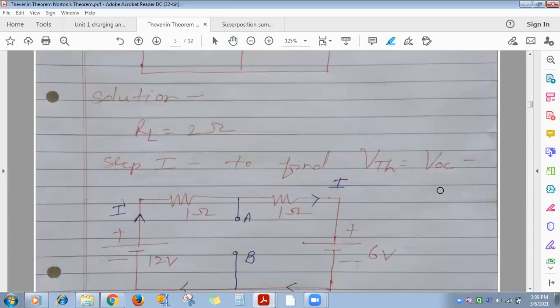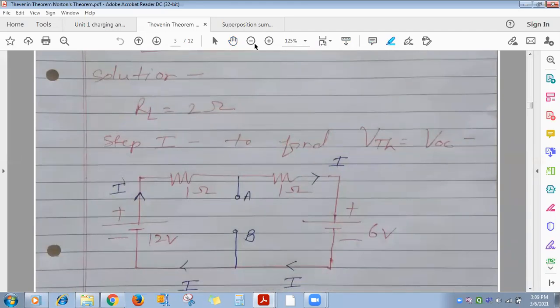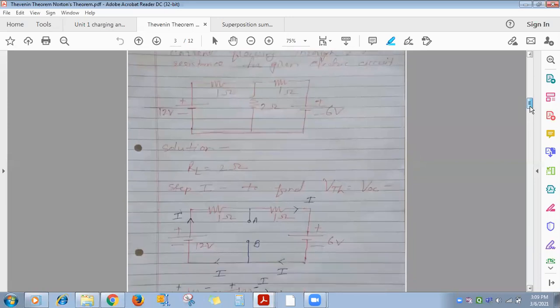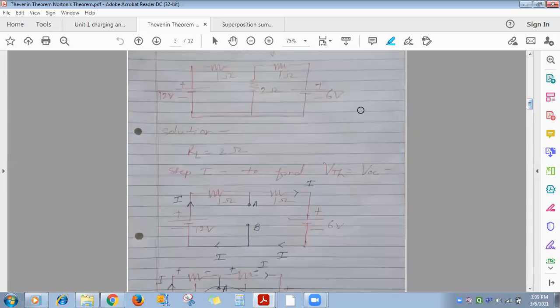So for that, what you have to do? Remove the load resistance and draw the entire circuit as it is. All of you can see the entire circuit as it is. I have plotted it only without the 2 ohm. Compare this circuit and this one. Draw it. Once you finish with this circuit, tell me. Very easy. Everyone can plot the circuit as it is, just without RL.